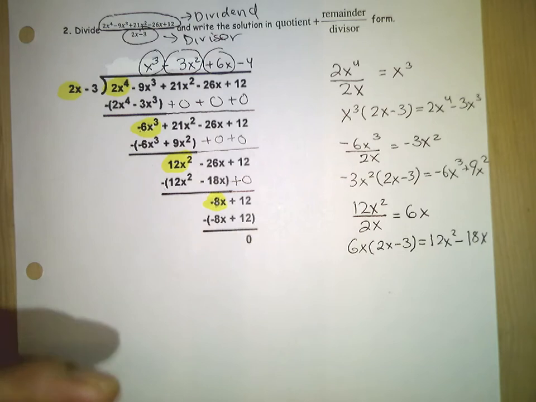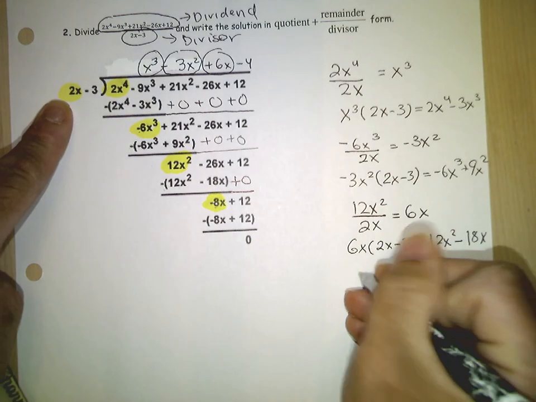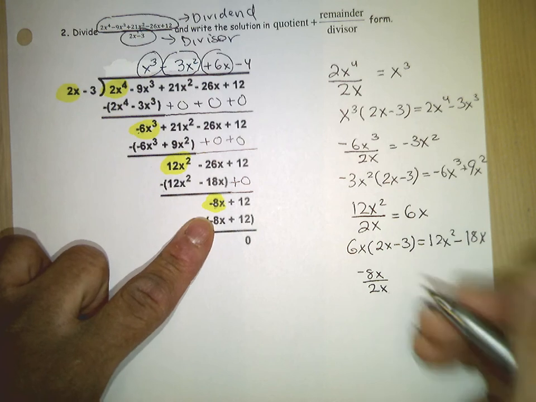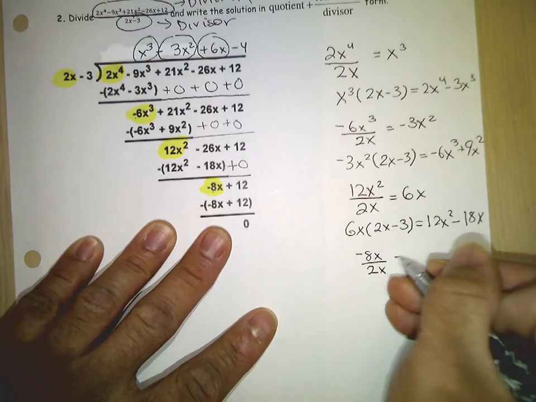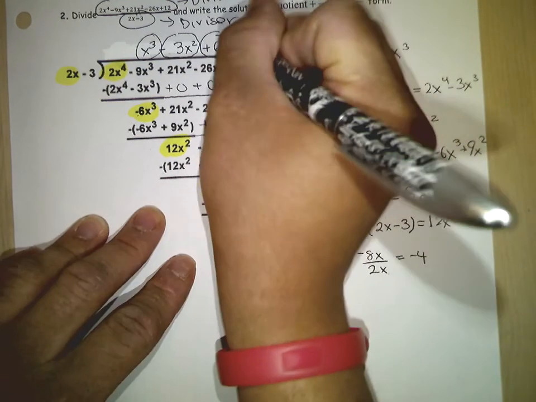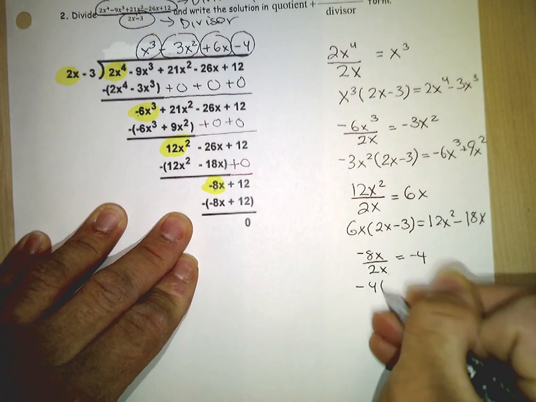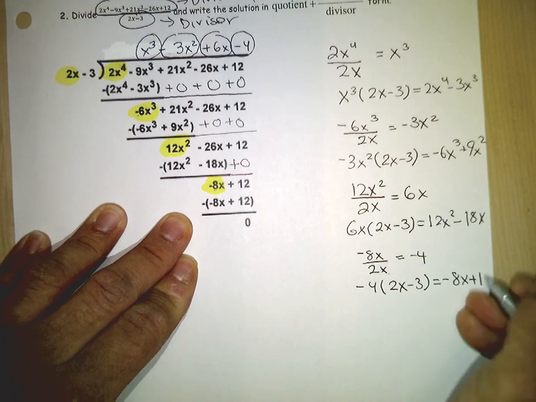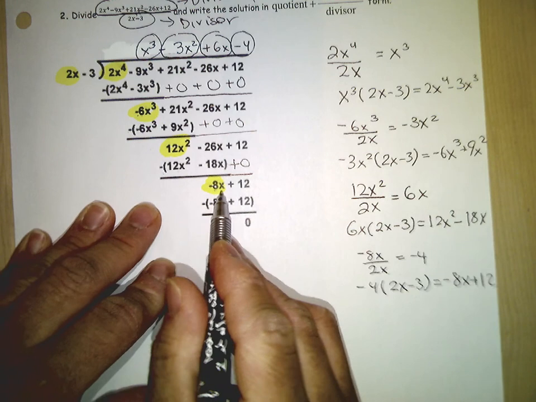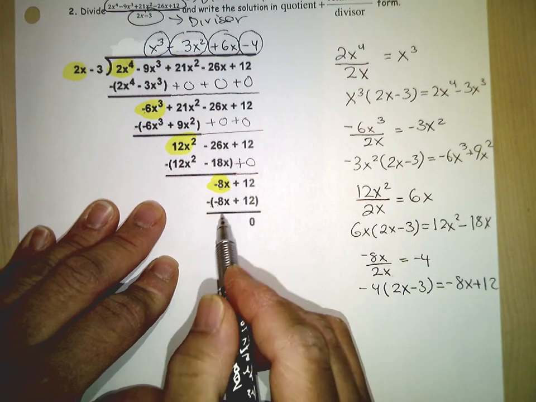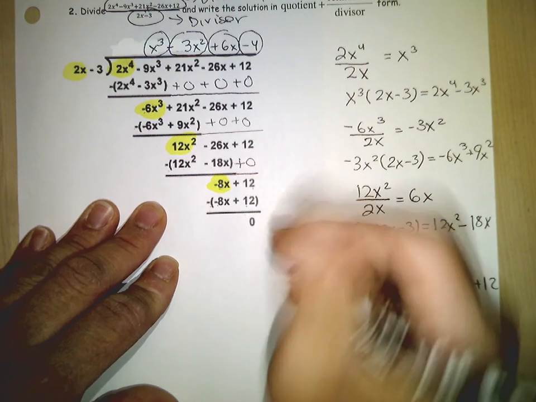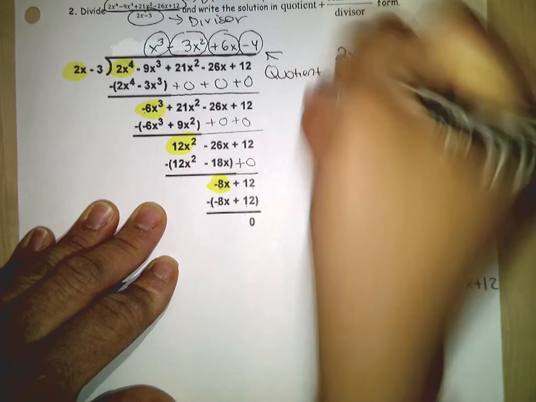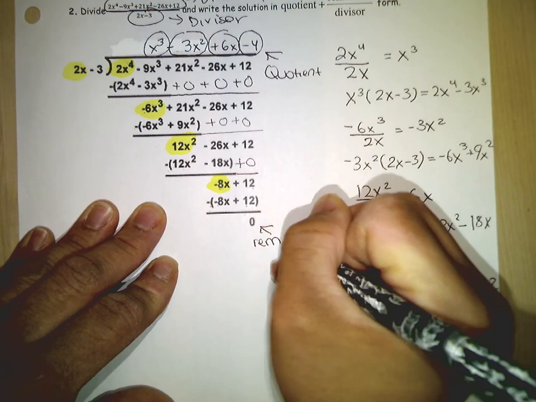Then negative 8x divided by 2x. So as long as we can divide still, we have to keep on going. So that will be negative 4, which is where this came from. The negative 4 times 2x minus 3 is negative 8x plus 12, which is where this came from. So negative 8 minus negative 8 is 0, and 12 minus 12, 0. So this is the quotient, and this is the remainder.